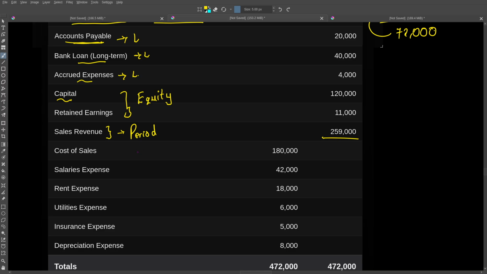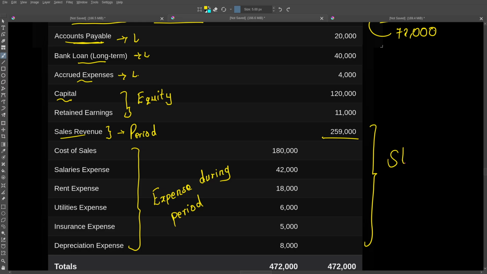As well as any expenses. These are expenses incurred during the period. So these ones, we use them in the statement of profit or loss. Remember that you're not going to find revenue and expenses in the statement of financial position. No. These are expenses during the period, and they're going to be useful in the statement of profit or loss.